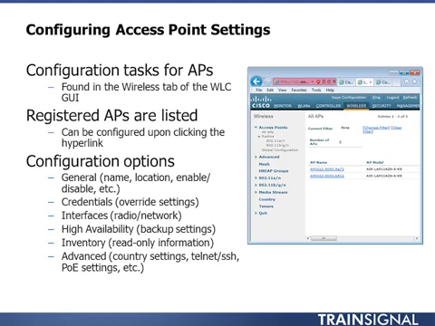Now if I have tens and hundreds of access points, then what I'd want to do is select the filter. And then I can filter out what access points I want to look at. Here I've just got two, so I can just click on the hyperlink underneath the AP name of the AP that I want to go in and configure. Once I go in and look at that, I have some configuration tabs: General, Credentials, Interfaces, High Availability, Inventory, Advanced. So let's now take a look at those.